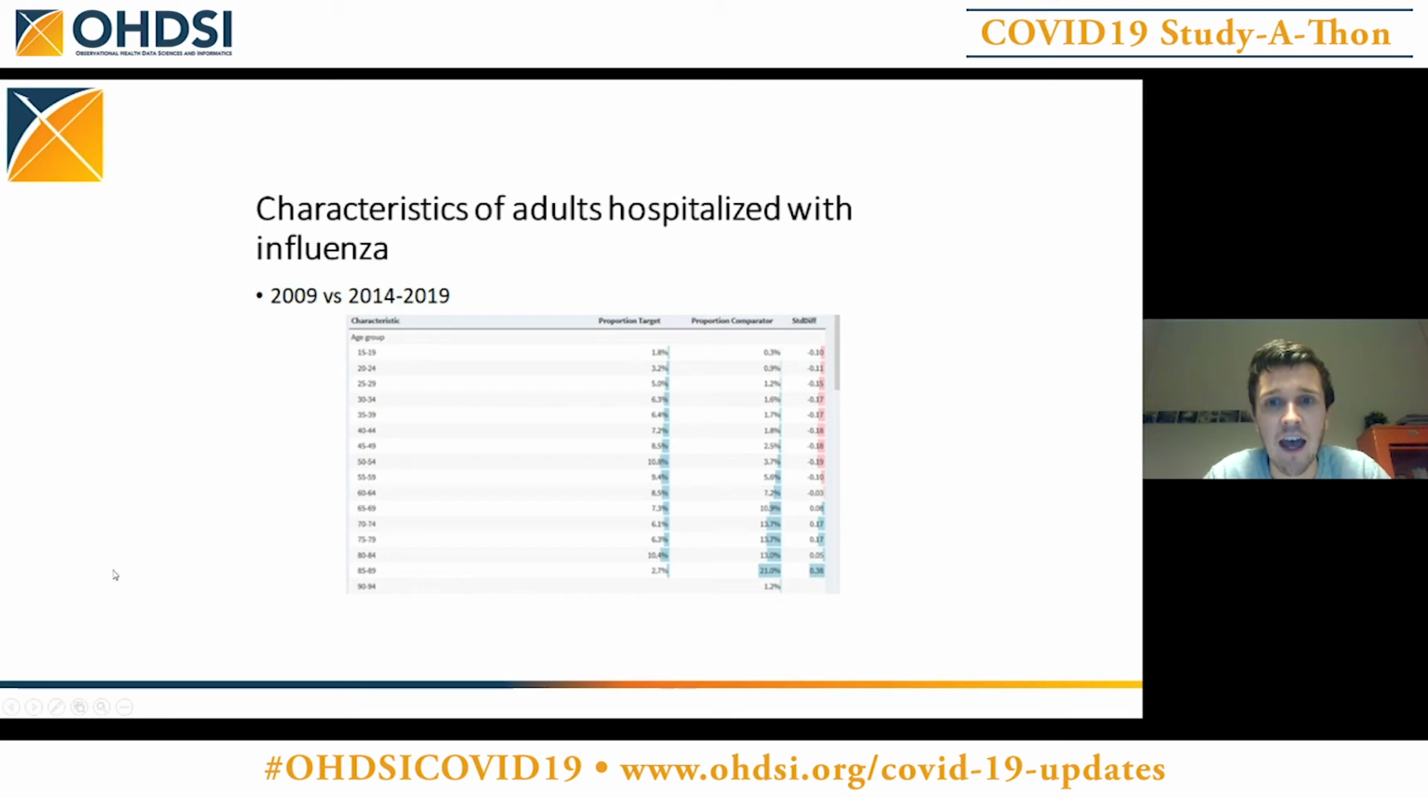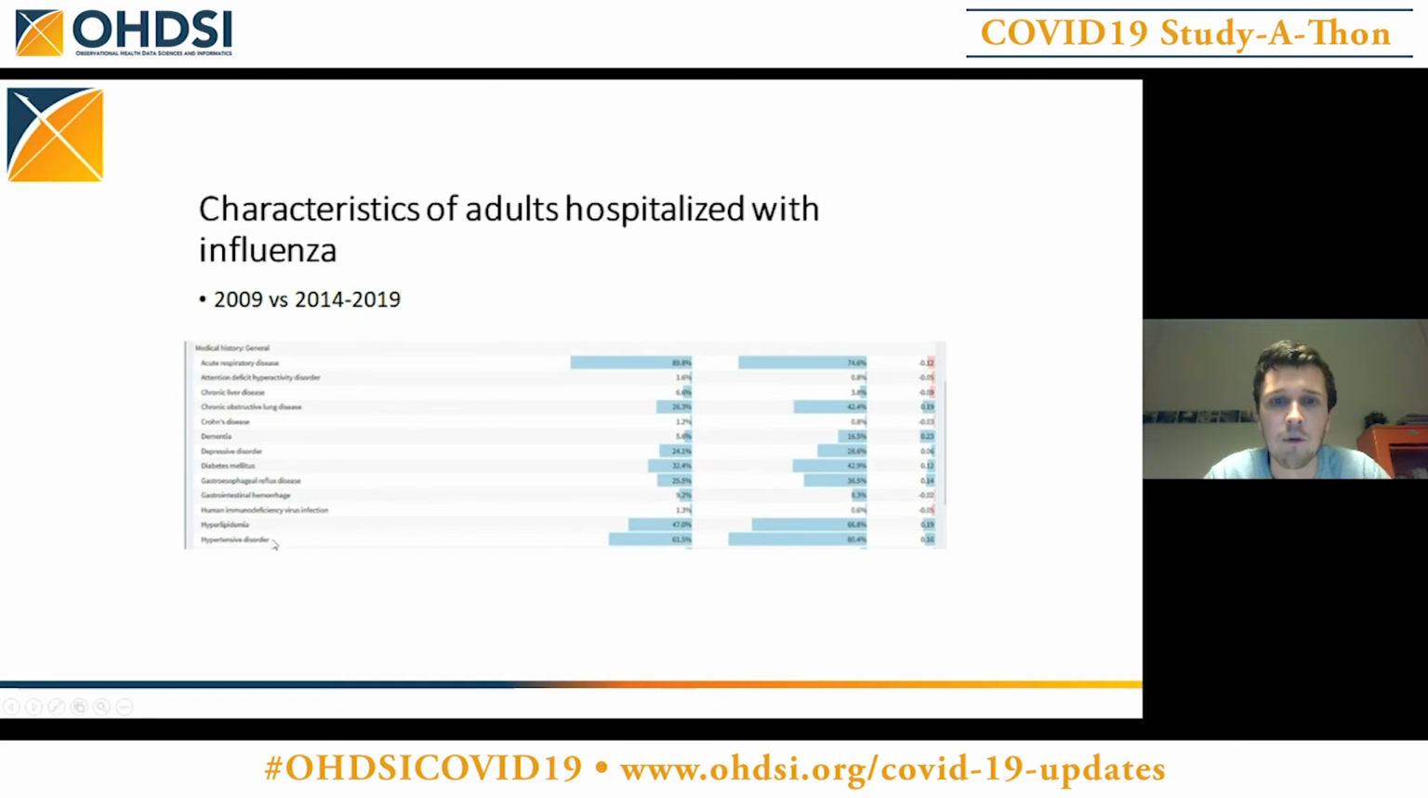In terms of adults hospitalized with influenza, this is from a large US claims database. Sorry about the small font, but in general, we can see that age groups are different if we compare the 2009 flu cohort to the 2014 to 2019. And then on the next slide, we can also see a wide range of comorbidities at baseline. I've just taken a little snapshot, but we've got a long list to go through and really tease out the important things that need to be summarized and released into the public domain.